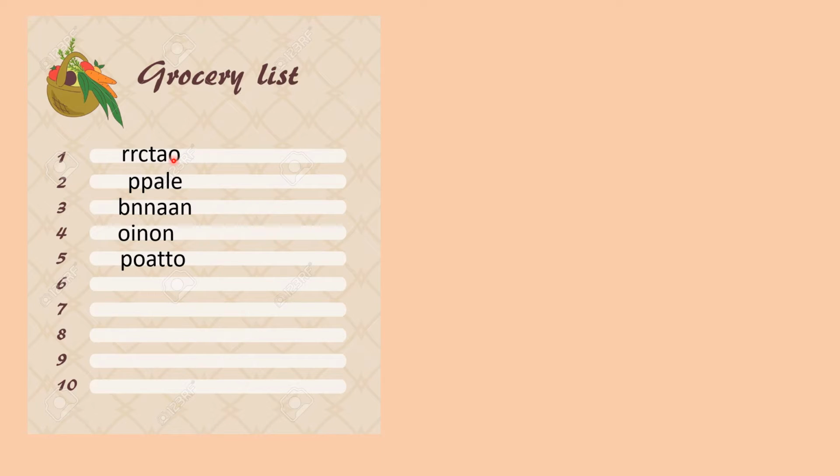On the list, she put these 5 items. The first one, RRCTAO. She wanted to buy some fruits and vegetables. The boy struggled for a little while, but then he got it. He put C first, A, R, R, O, and T. And he got the word carrot. So he knew they had to shop for some carrots.